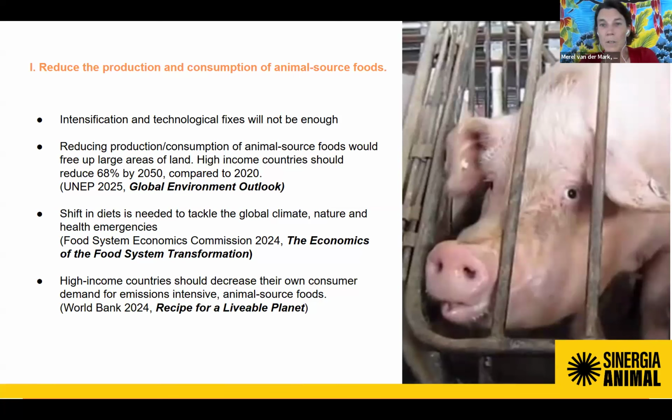Research from the Food Systems Economics Commission also emphasizes that shifting towards more plant-based diets is necessary to address the interconnected climate, environmental, and health crisis. Similarly, the World Bank highlights that high-income countries should reduce demand for emission-intensive animal products. Together, these very important reports show that creating a more sustainable food system requires not only technological innovation, but also changes in our diets and consumption patterns.